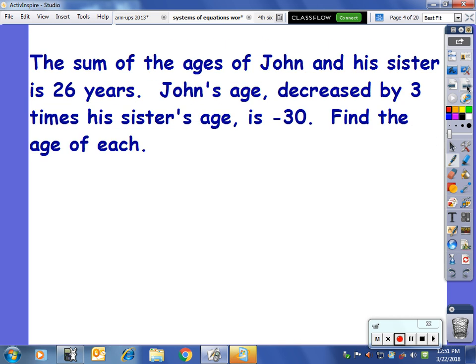Okay. Try this one on your own, please. This is not a rectangle one. It's just a random system of equations. Boys, get busy.